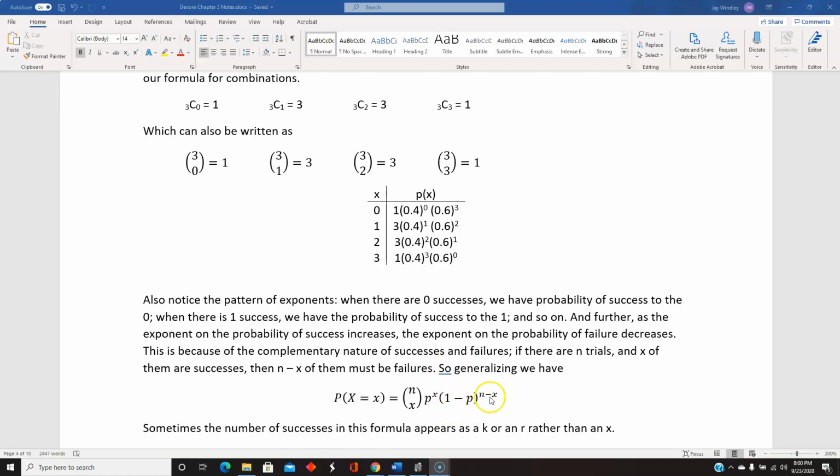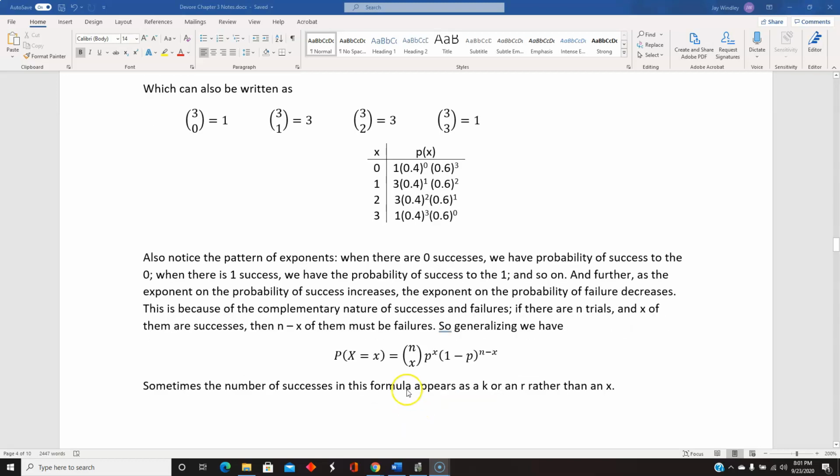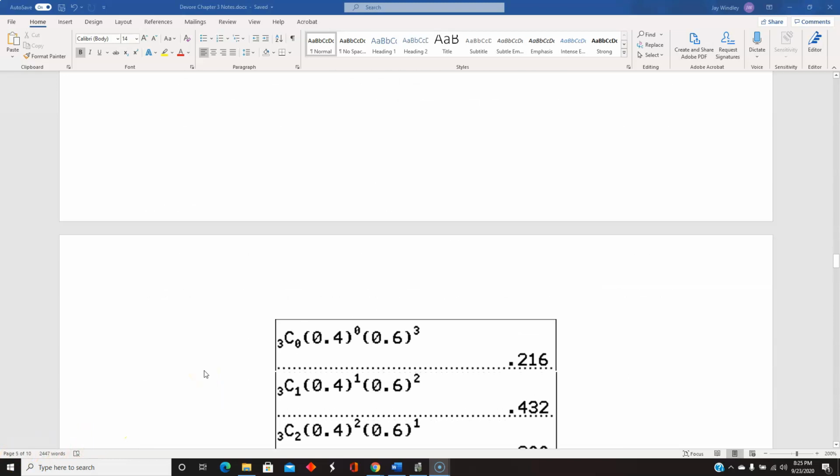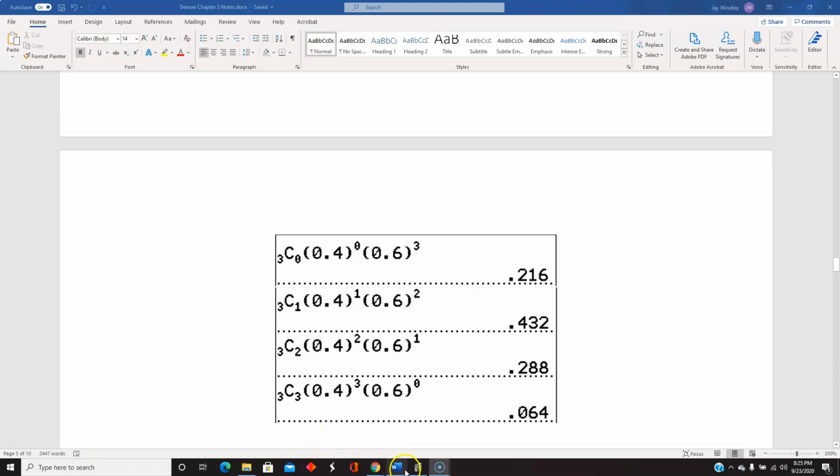And some people get freaked out by this exponent, but this exponent is just a way of saying that if you've had 0 successes, you had to have 3 failures. And if you've had 1 success, then you had to have 2 failures because the total number of trials is n. So the number of failures is n minus whatever the number of successes was. So sometimes you see this formula with an X in it, and sometimes you see this formula with a K in place of the X, or maybe an R in place of the X. But that's kind of a common formula for binomial. So this can be done by hand, so to speak, on any scientific calculator.